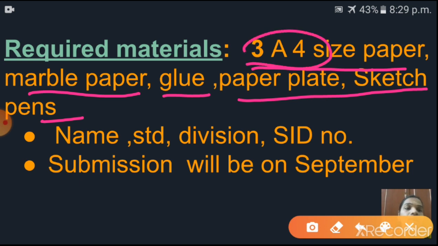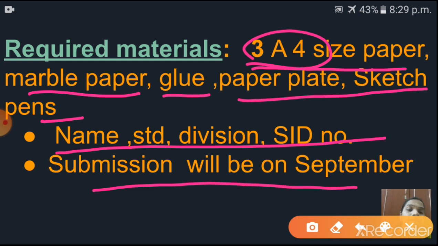Children, you are going to make a total of 3 fraction flowers. That's why you need 3 A4 size papers. On each and every A4 size paper you have to write your name, standard, division and SID numbers. This fraction flowers activity you have to submit in September. The submission will be in September. That date I will tell you later.